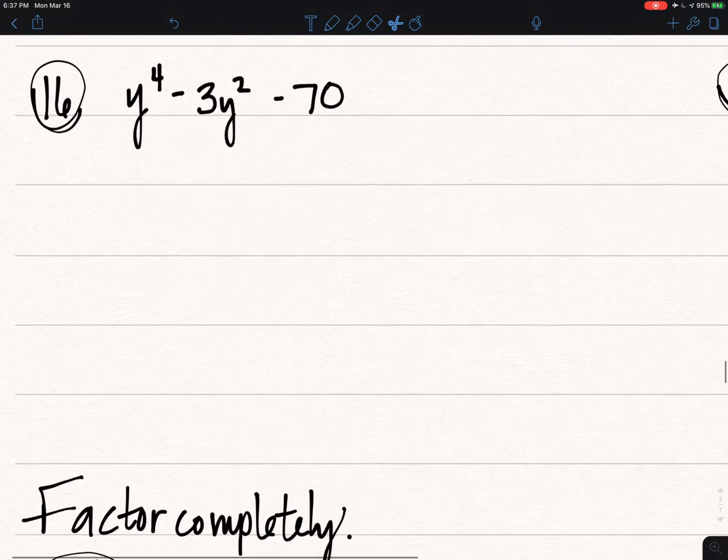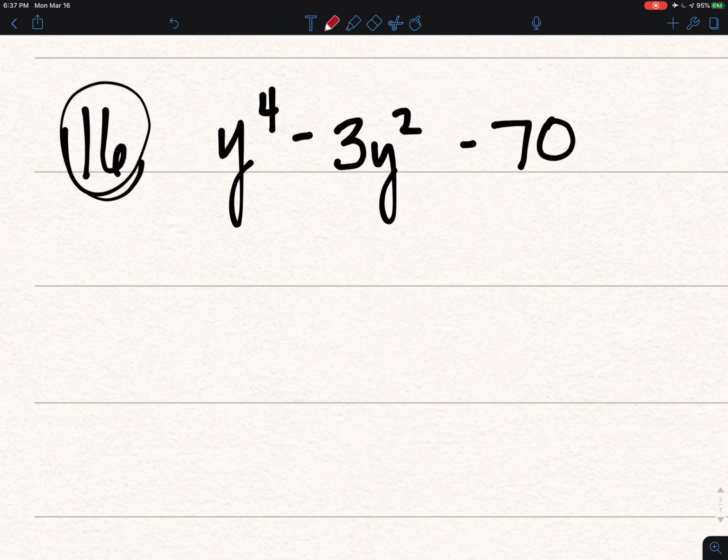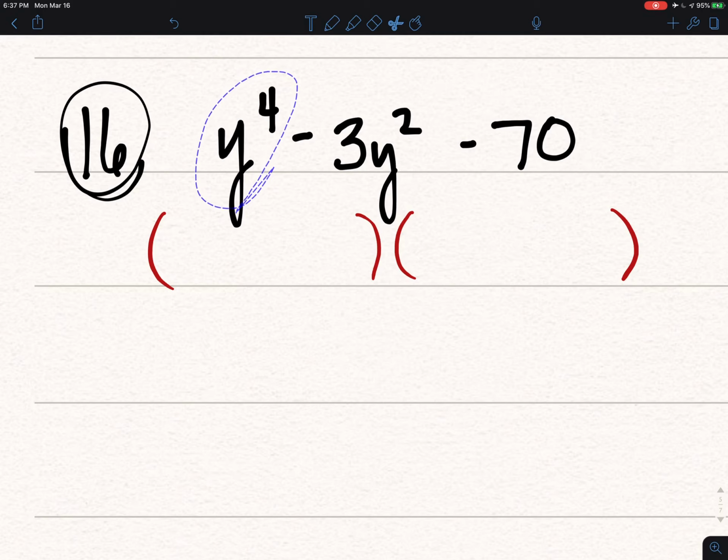All right, let's jump down to number 16. Once again, ask yourself, do you have a GCF? Is there anything that is common to all three terms? And we would answer that, no, there is no GCF here. So let's go ahead and set up our two binomials. Ask yourself, what two things can be multiplied together to give you a y to the fourth? This one's a little different. And we would say a y squared times a y squared could give me a y to the fourth.